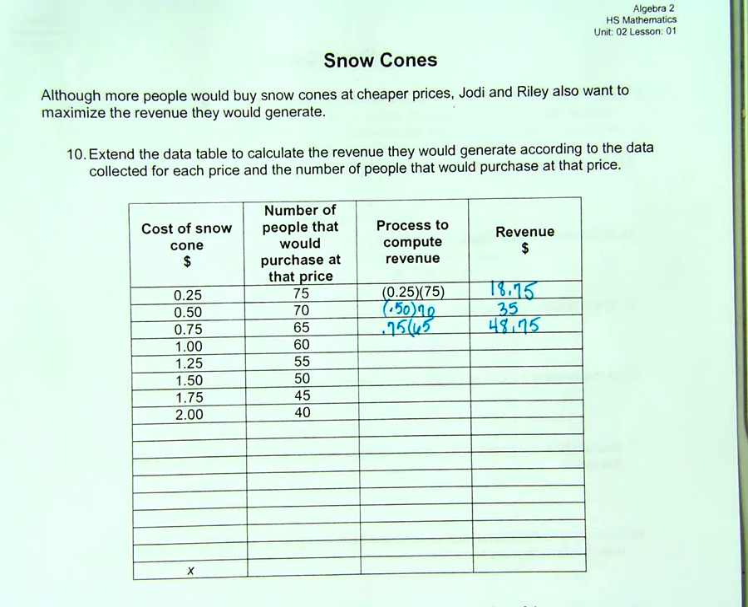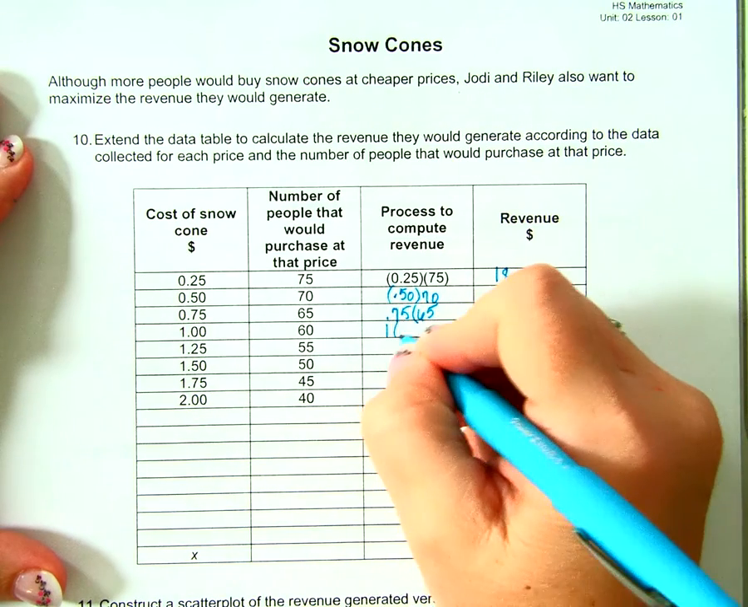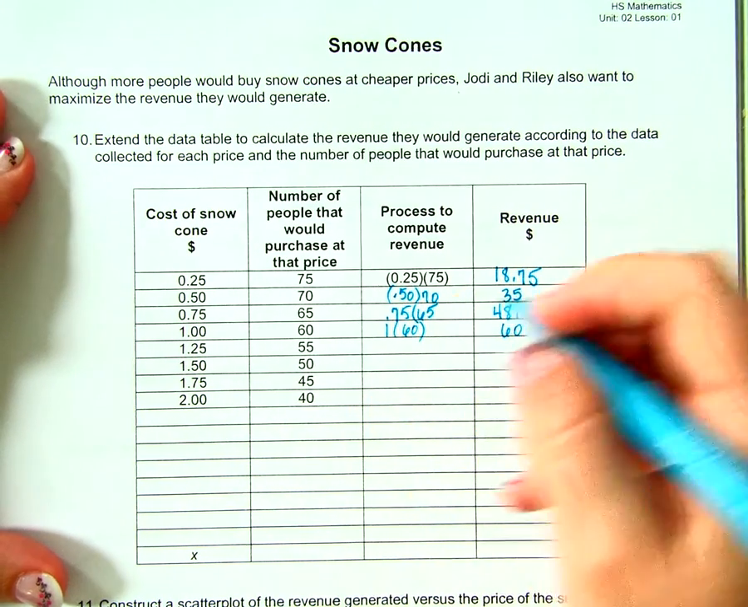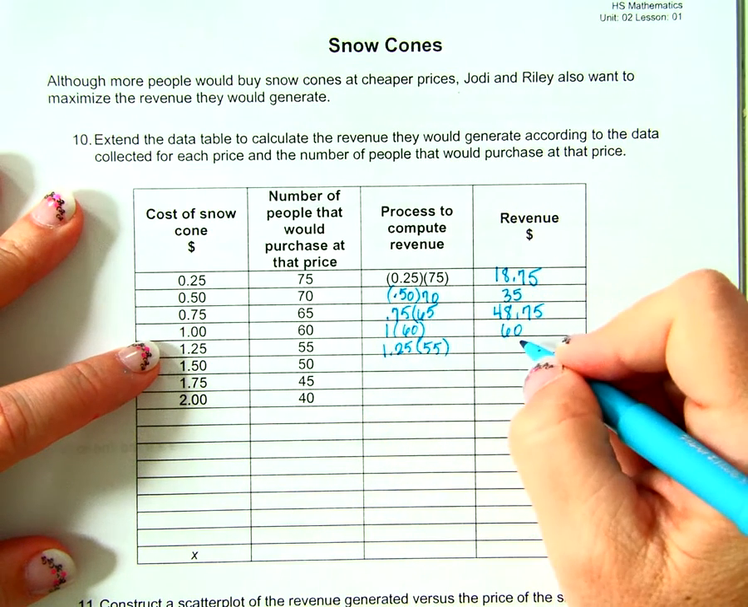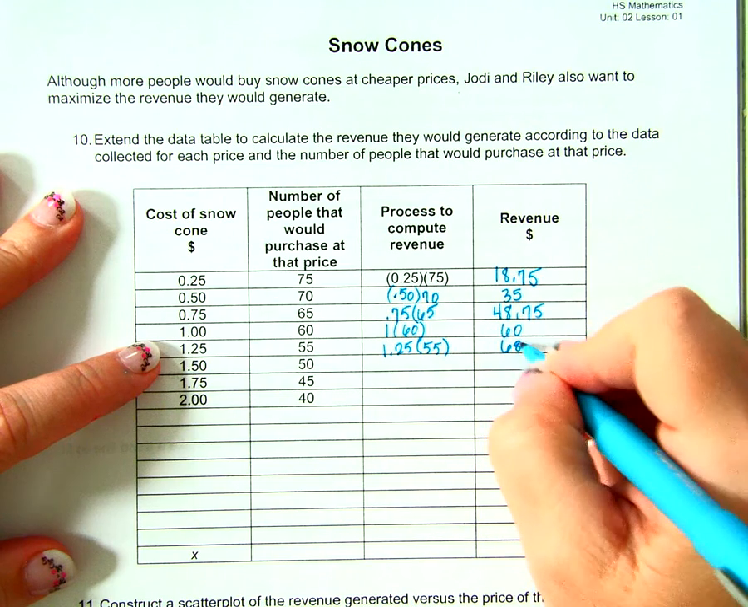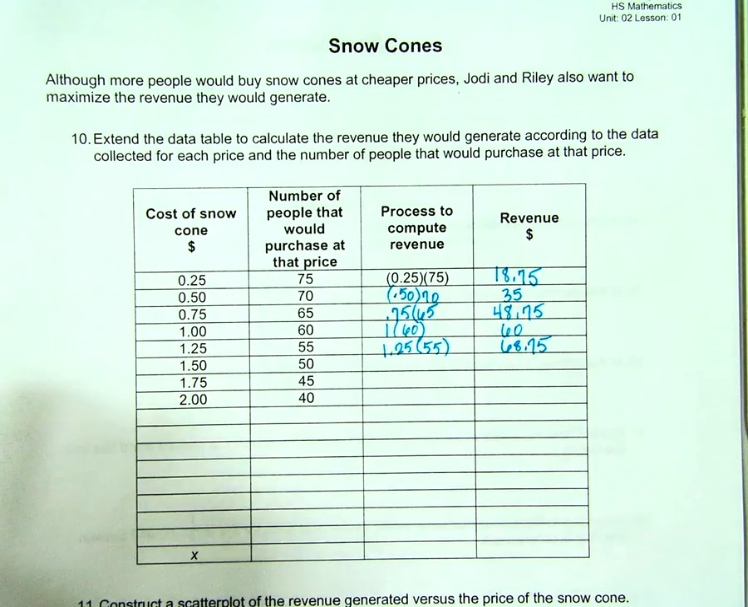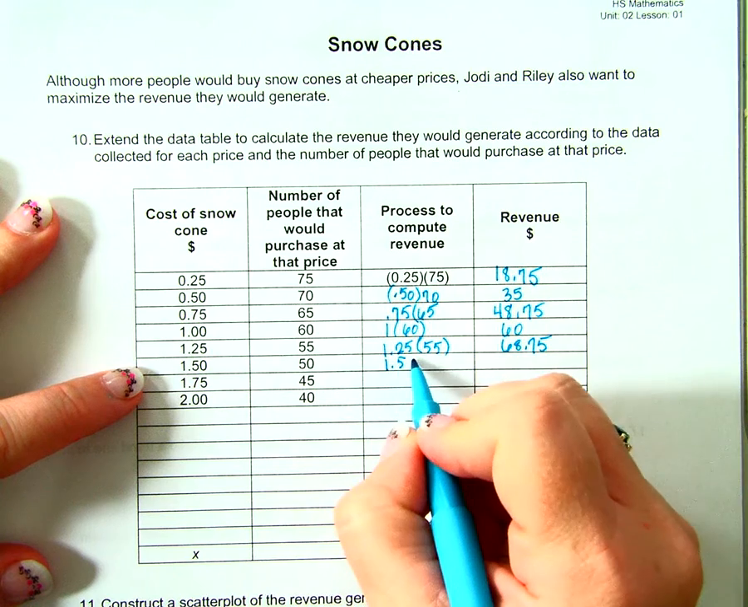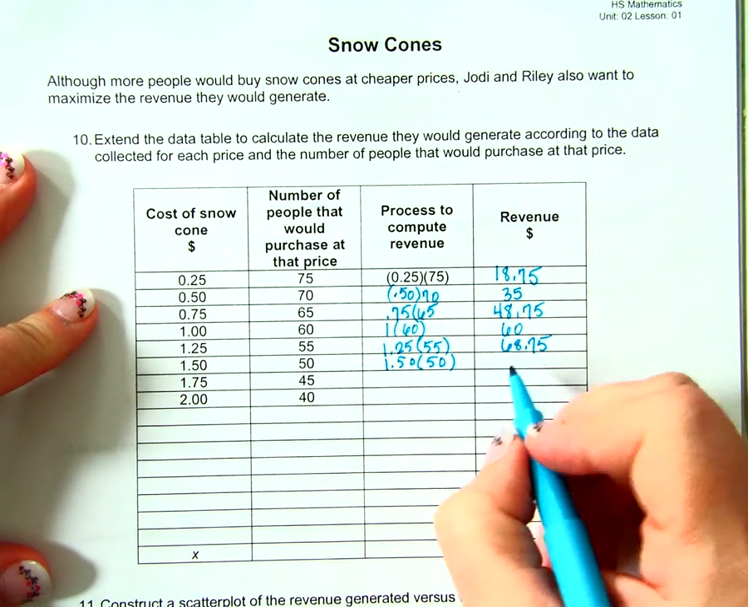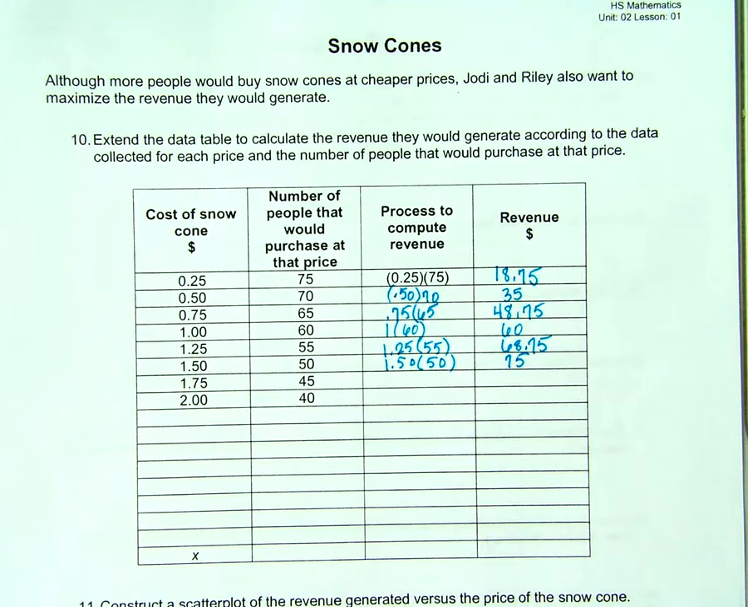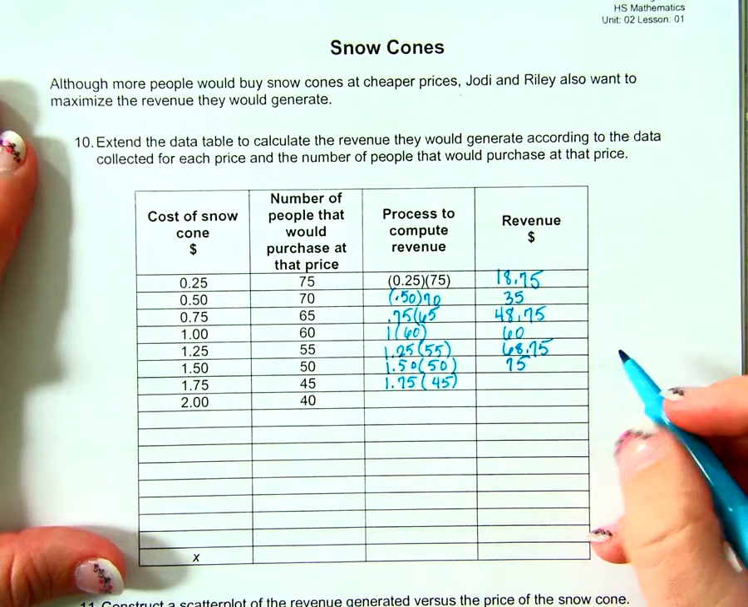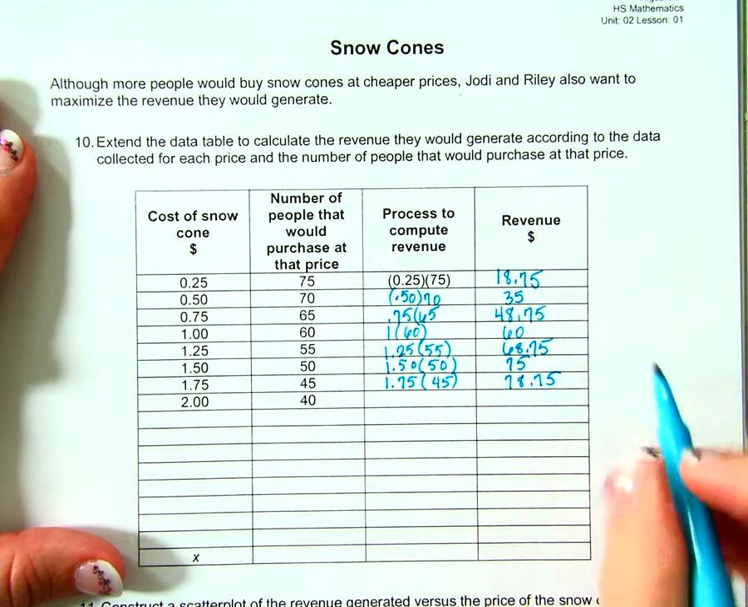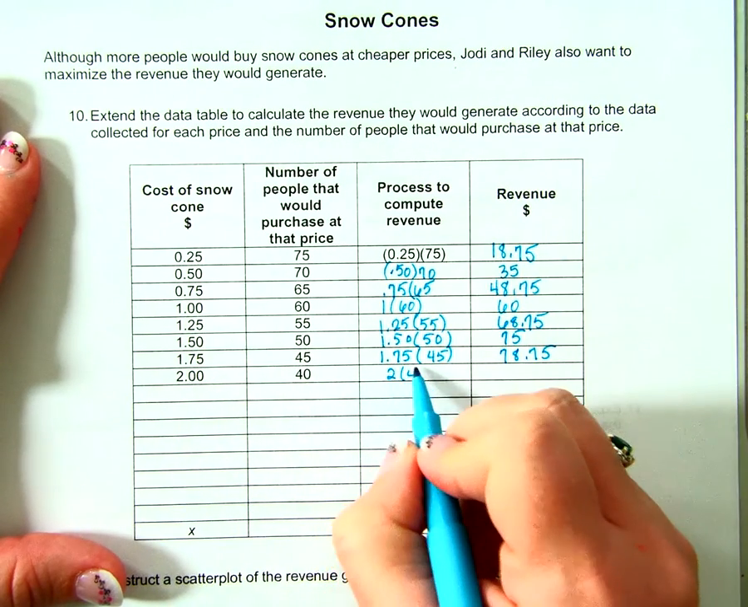So continue on your table. Check up to mine every so often to make sure you're doing yours correctly. $1 times 60 is going to be $60. $1.25 times 55 people, it's going to be $68.75. $1.50 times 50 people, it's going to be $75. $1.75 times 45 people, it's going to be $78.75. $2 times 40 people is going to be $80.